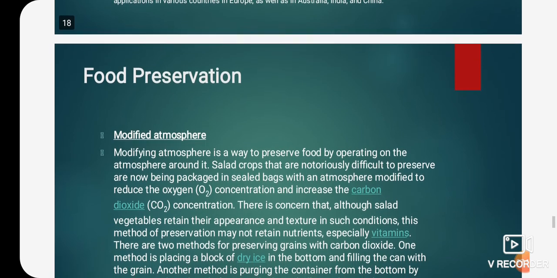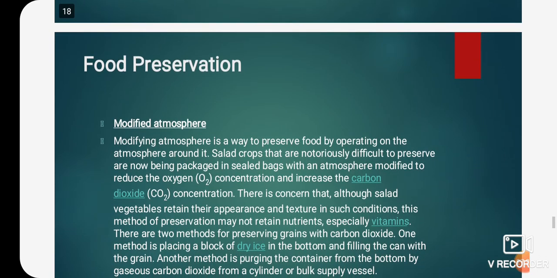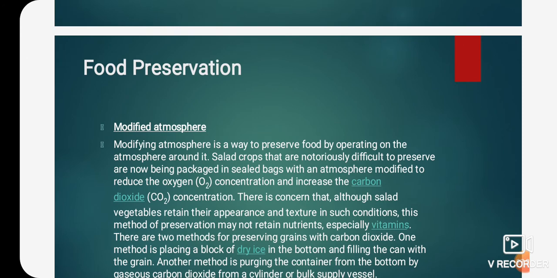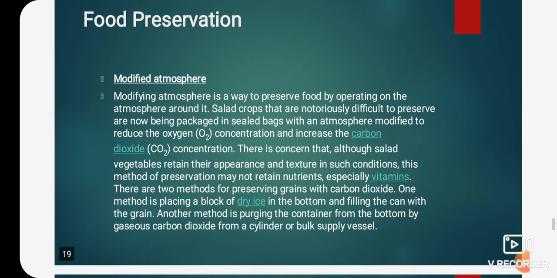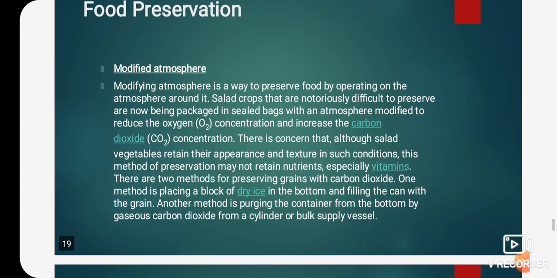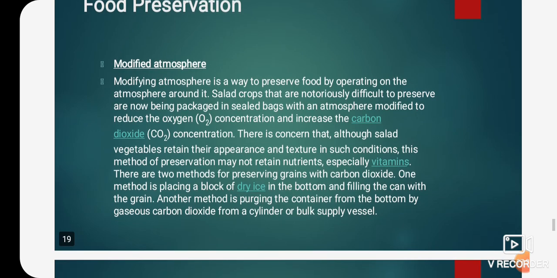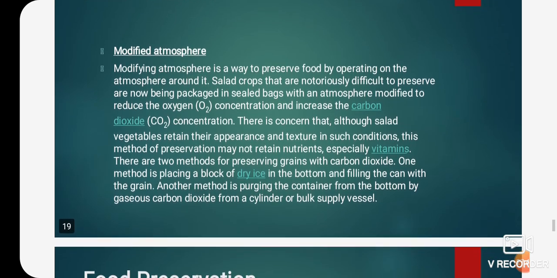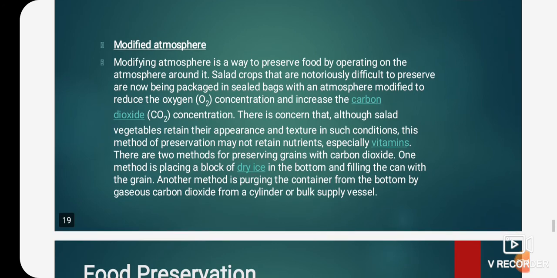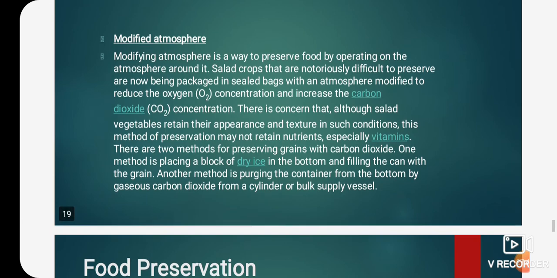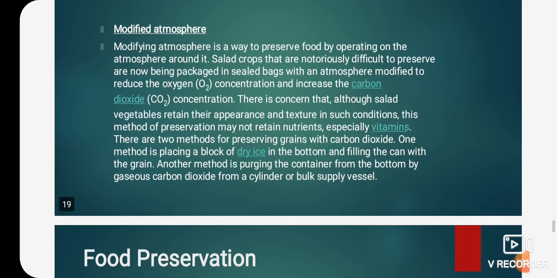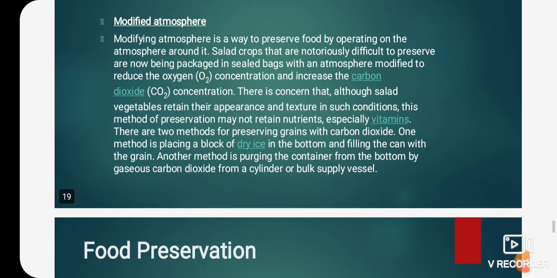Modified atmosphere. Modifying atmosphere is a way to preserve food by operating on the atmosphere around it. Salad crops that are notoriously difficult to preserve are now being packed in sealed bags with an atmosphere modified to reduce the oxygen concentration and increase the carbon dioxide concentration. There is concern that although salad vegetables retain their appearance and texture in such conditions, this method of preservation may not retain nutrients, especially vitamins.